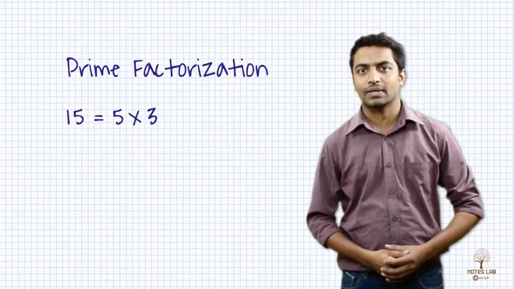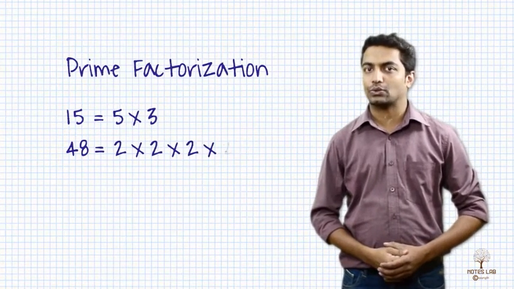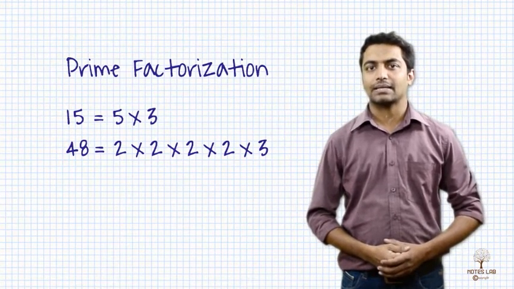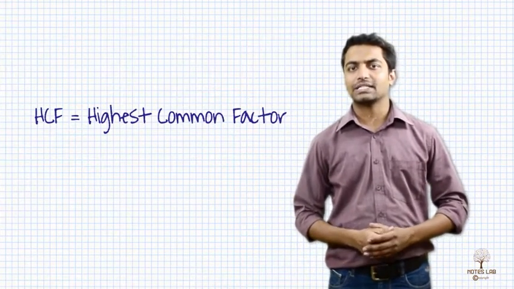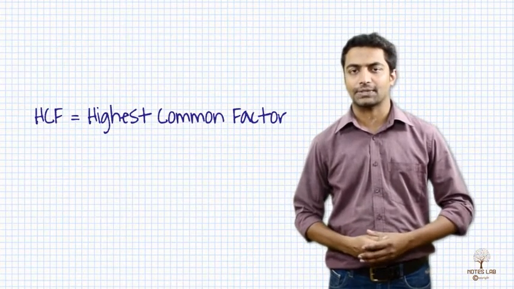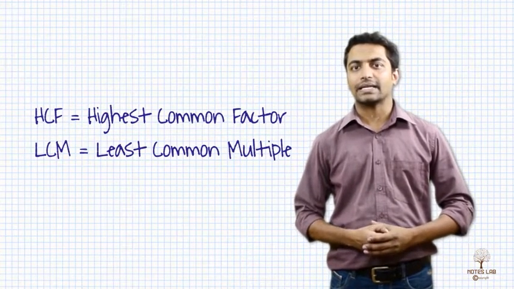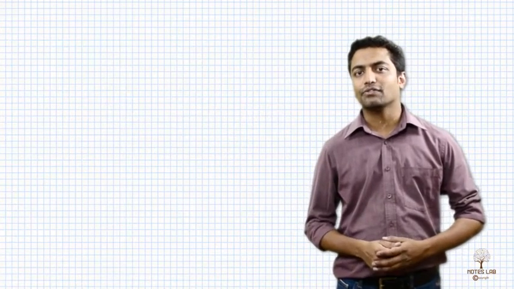Let us take one more example. 48 can be written as 2 into 2 into 2 into 2 into 3. So 48 is expressed as the product of prime factors. And this type of factorization is called prime factorization. Let us understand the meaning of the terms HCF and LCM. HCF, highest common factor, is the biggest number that can divide given two numbers. And LCM, least common multiple, is the smallest number that can be divided by both the numbers which are given to us.